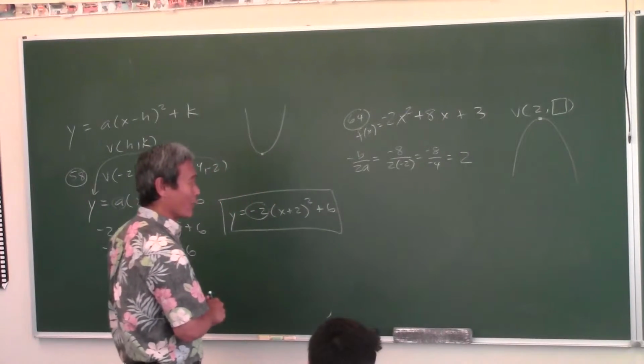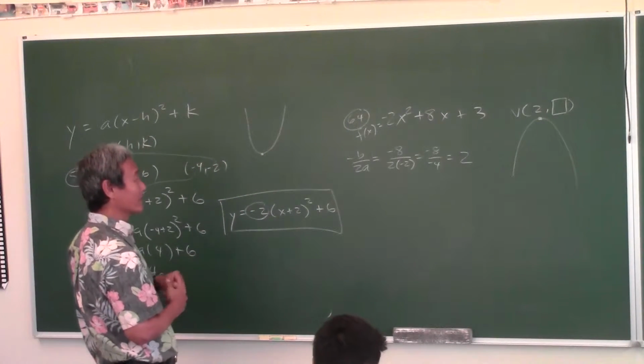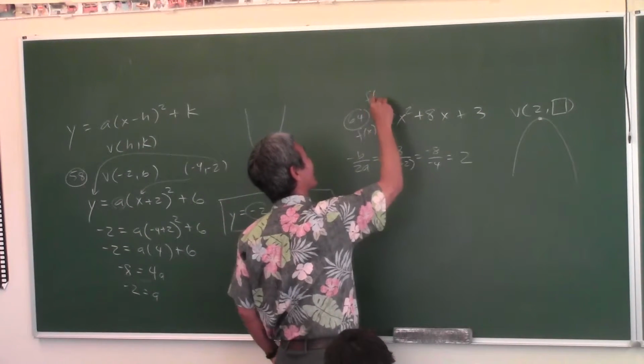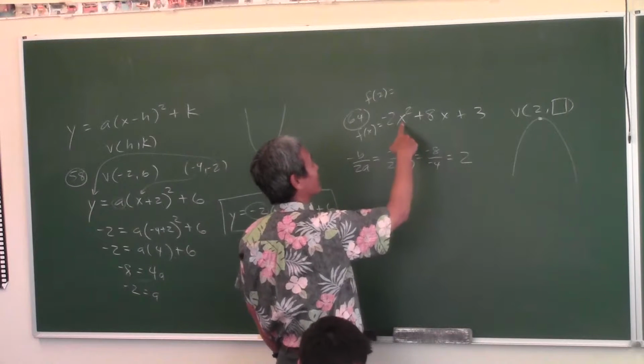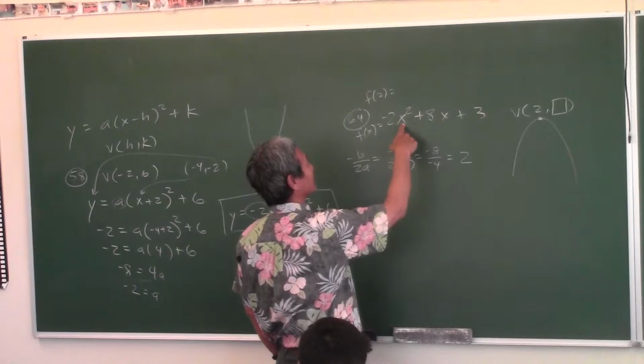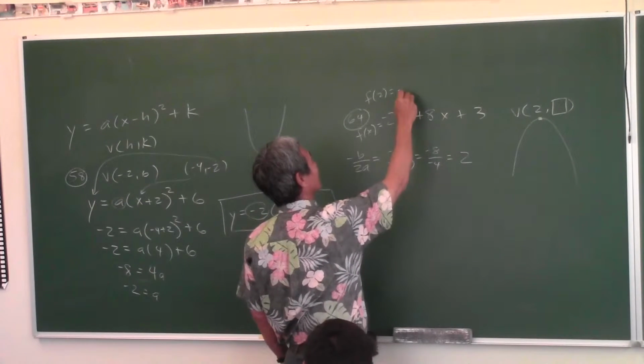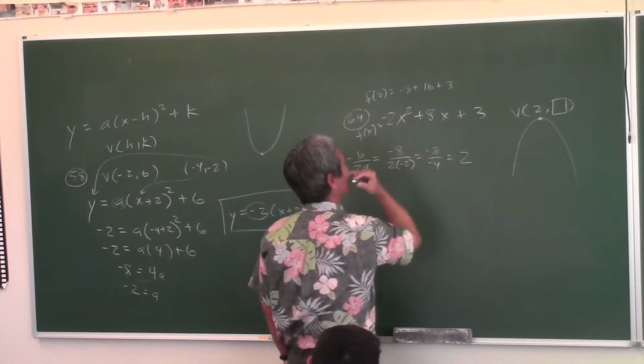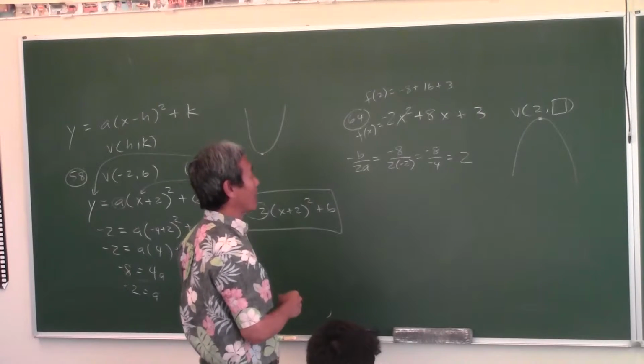So if you know the x-coordinate, how do you find the y-coordinate? You plug it in. If I plug in 2 for x, f of 2 is equal to, let's see if we can do this in our head, 2 squared times negative 2, negative 8, plus, plug in 2 there, 16, plus 3, and that comes out to 11.